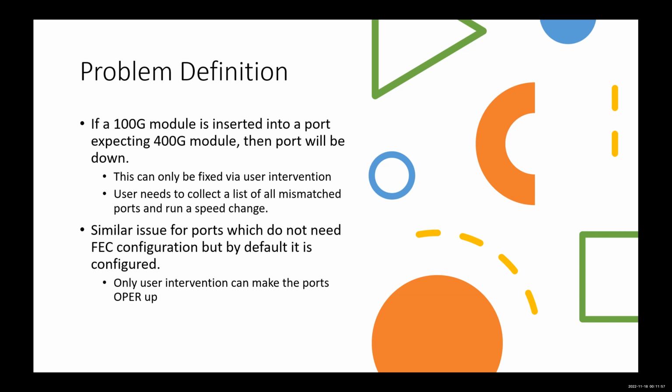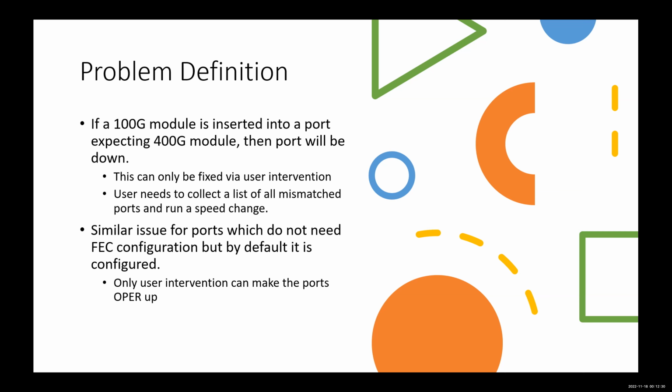Similarly, for the fake config, some modules don't support the default fake Reed-Solomon config because they have the fake config inbuilt. So the fake configuration need not be applied on the host syncd and the GB syncd side. For that, we need to check the module specification and apply the fake configuration as per the need. If it is not the same, then the port doesn't come operationally up.